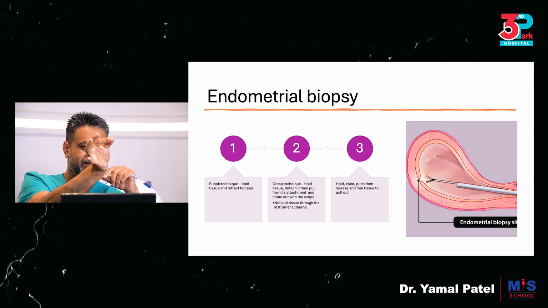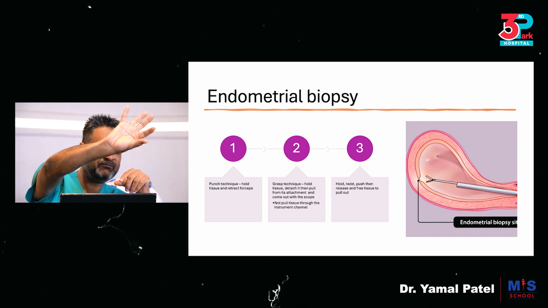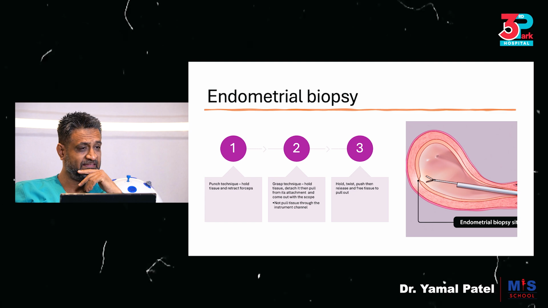The third one is hold, twist, push, release, hold, twist, push, release, and free bigger tissue as you move on from the endometrium for biopsy. Once you've freed all of it, hold and then pull out with the whole scope together. This is to get a bigger sample from the endometrium than with the first two. So hold, twist, push, and continue doing that to get a bigger chunk of tissue until you can free it from there.